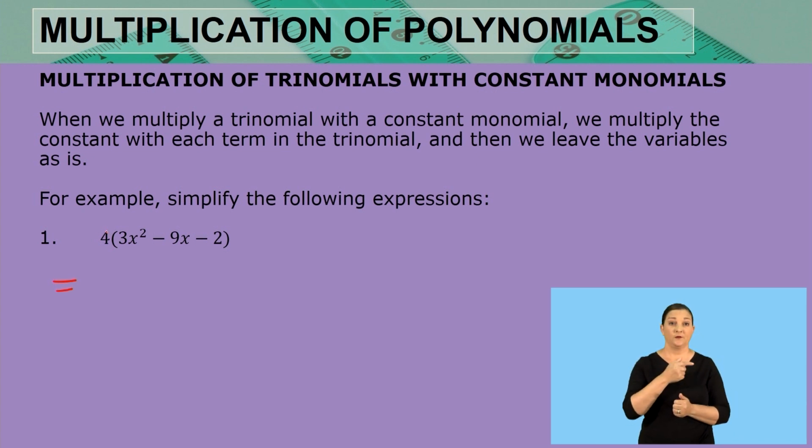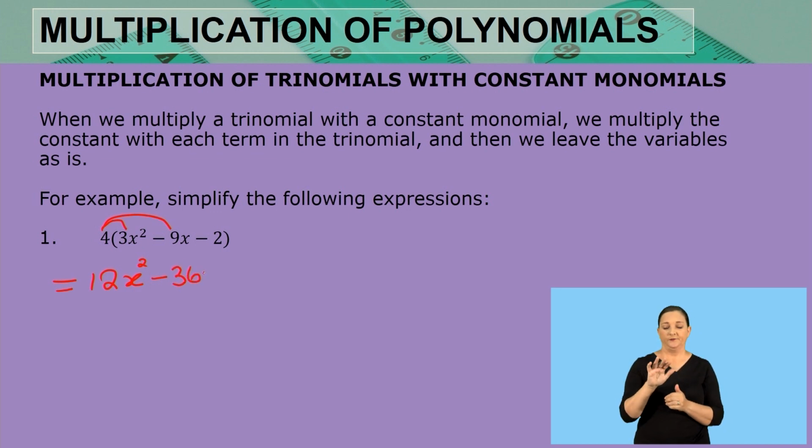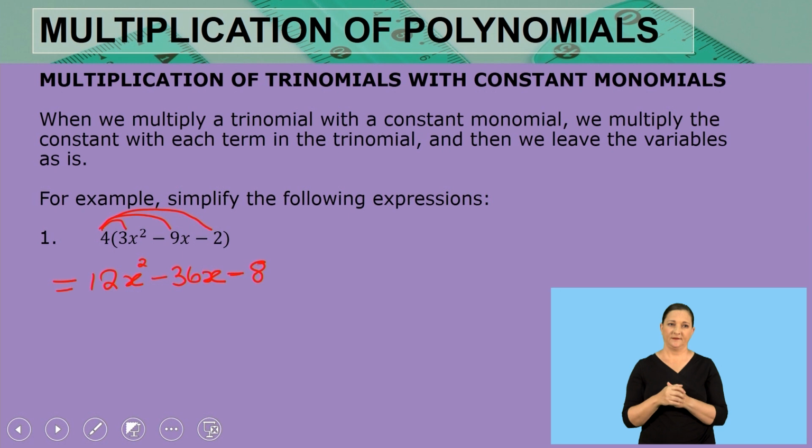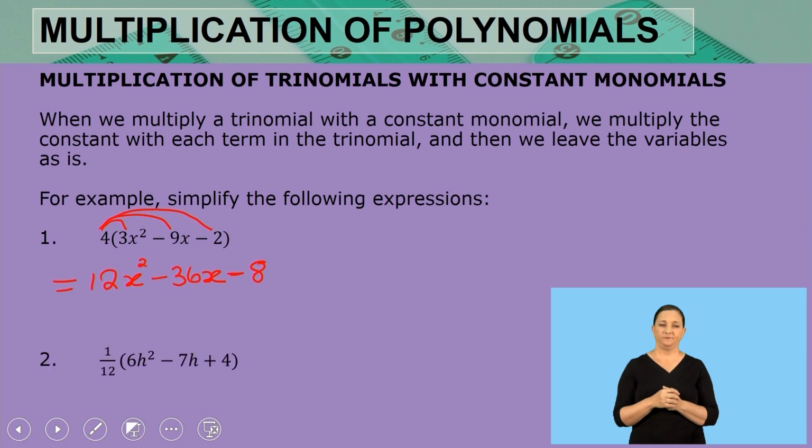So we are going to say 4 multiplied by 3, that is 12, and we leave the variables as they are, that is the x squared. Then 4 multiplied by 9, so that will be minus because we are subtracting. 4 multiplied by 9 is going to be 36 and x. Then we are subtracting again. Then we are going to say 4 multiplied by 2, and that is going to be an 8. And that is our answer for that expression.